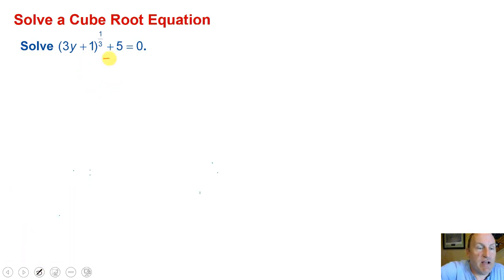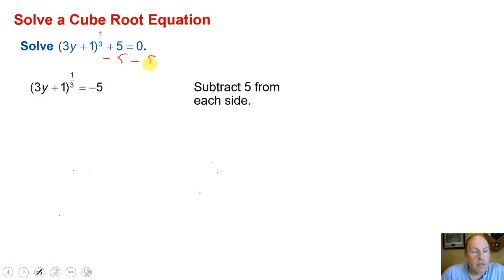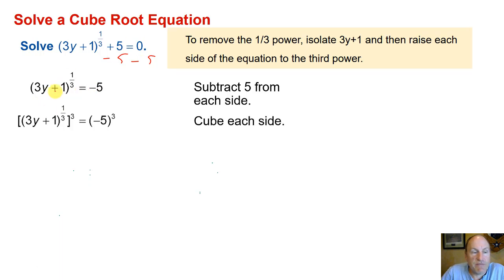So we're going to subtract 5 from both sides, giving us 3y plus 1 to the 1/3 power equals negative 5. Now we're going to do the inverse operation to this cube root, and we're going to cube it. So if we take 3y plus 1 to the 1/3 and cube it, and we take negative 5 to the 3rd and cube the other side, that's going to eliminate the 1/3.